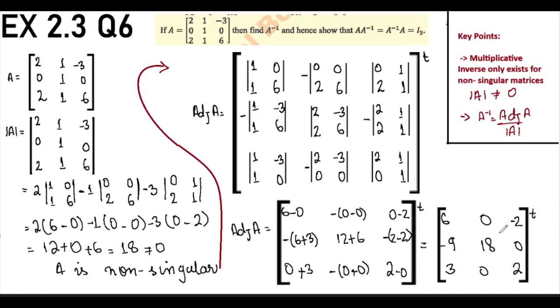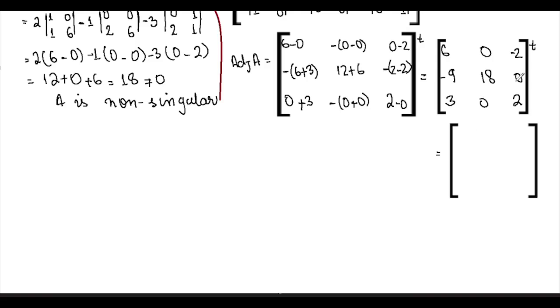Now we are going to find its transpose. Finding transpose means that we have to convert the rows into columns. So 6, 0 and minus 2 is the first row, so it will become the first column, 6, 0, minus 2. Then we have minus 9, 18 and 0. So minus 9, 18 and 0, then 3, 0, 2.